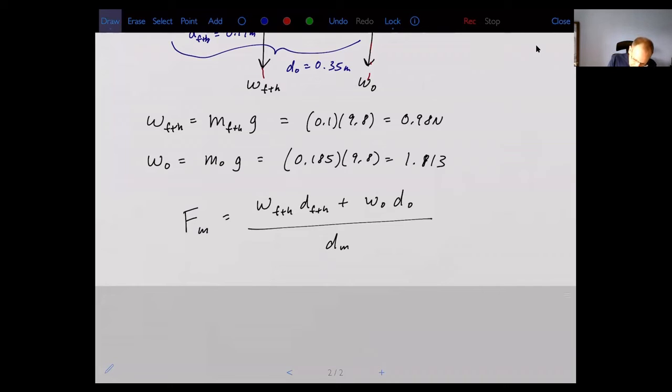Okay, so think of this as your computed value. So that's your computed muscle force. All right, let me go back to the handout.